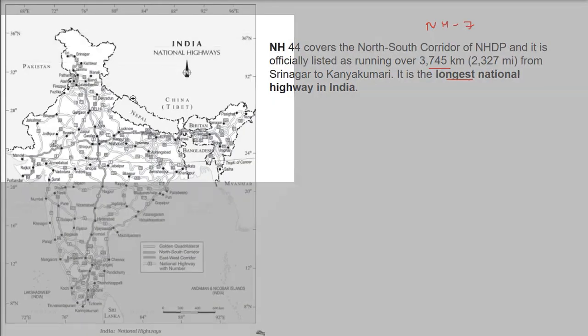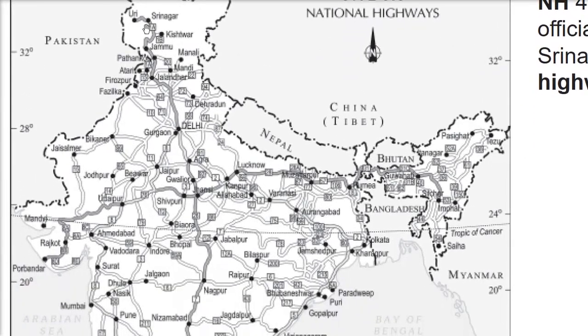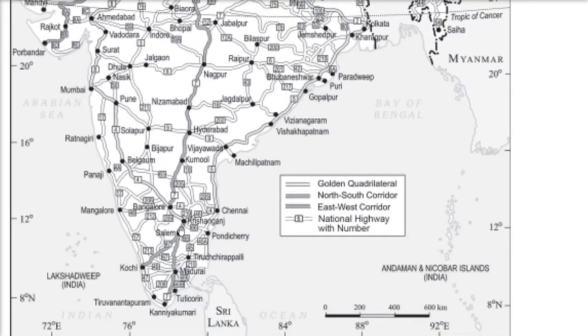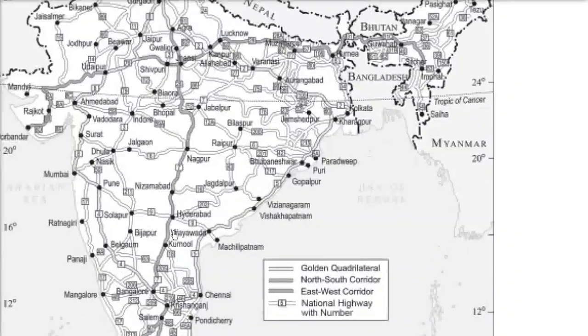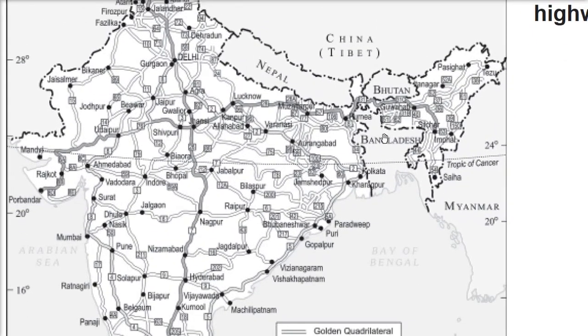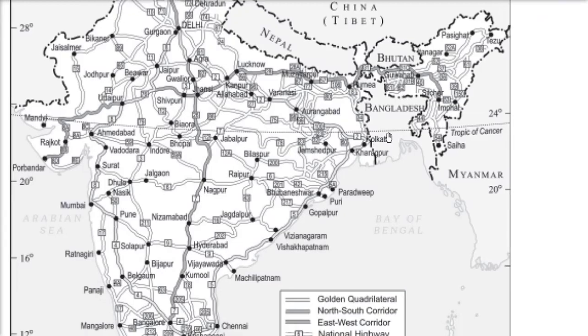Let me take you to all these places. Okay, so this is Srinagar. It has gone up to Uri. Now this is the north-south corridor. It comes up to Kanyakumari. This is the north-south corridor. And then we talk about the east-west corridor. This is the east-west corridor. It starts from Silchar, and then it comes up to Porbandar in Gujarat.